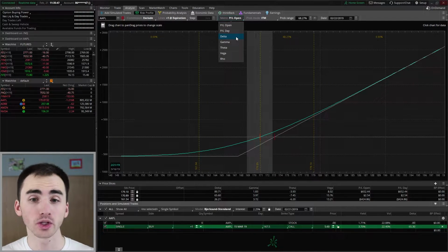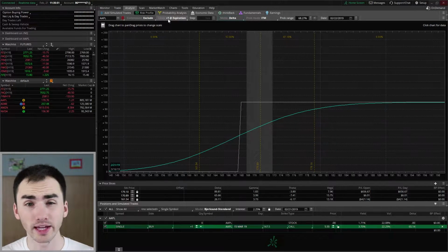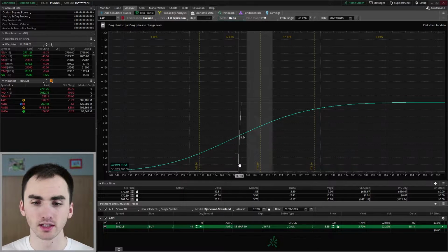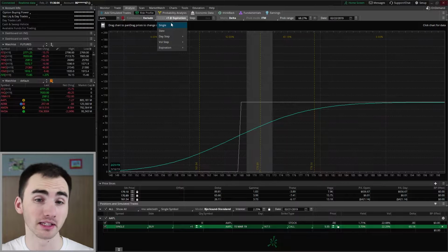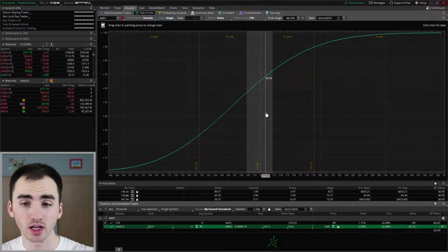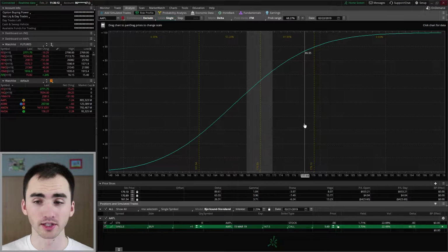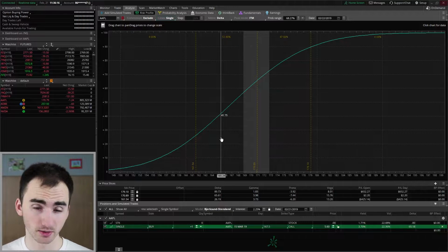So we looked at the delta changing, and so I'm going to just take off the expiration line because it doesn't work very well for looking at the Greeks. It's more for looking at P&L. Now, with delta, we can see that as the stock goes up, our option goes up in delta, and then as the stock goes down, our option goes down in delta.